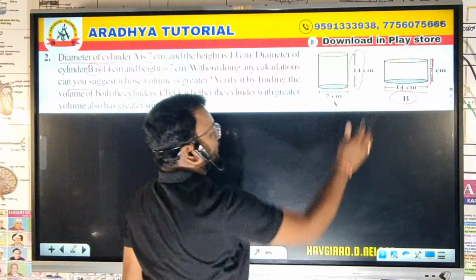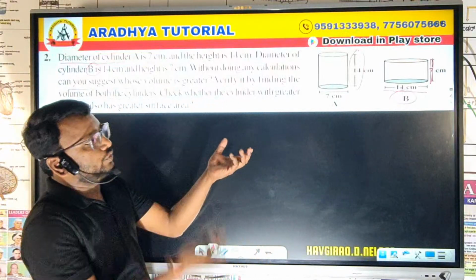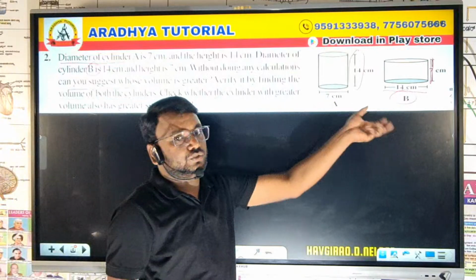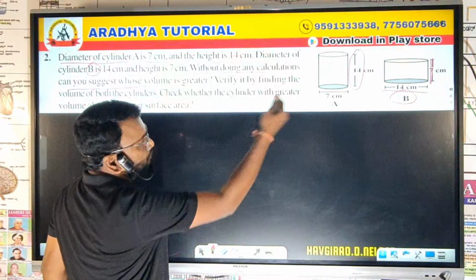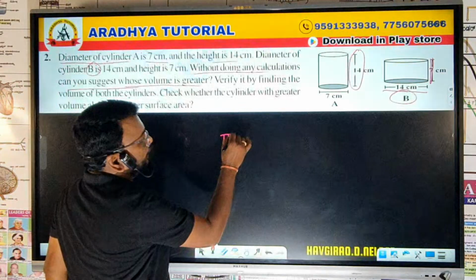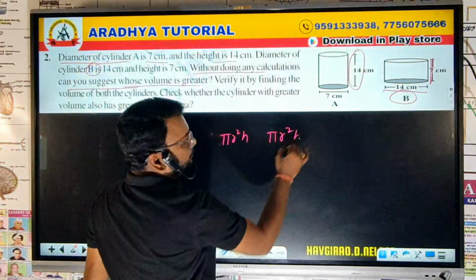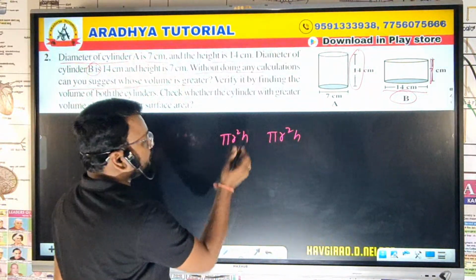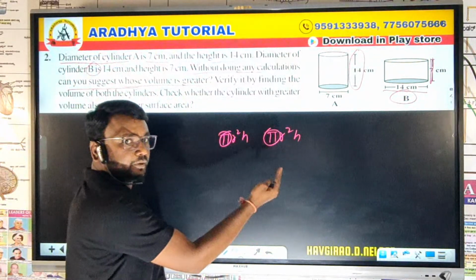In these two cylinders, which volume is greater? Without doing any calculation, how to find these two? First of all, we know the formula, volume of cylinder is pi r square h. That is also pi r square h. If we compare these two, what happens here? Both the pi's are common.